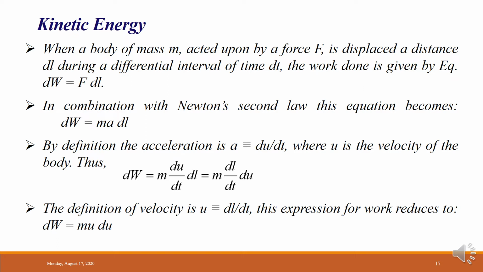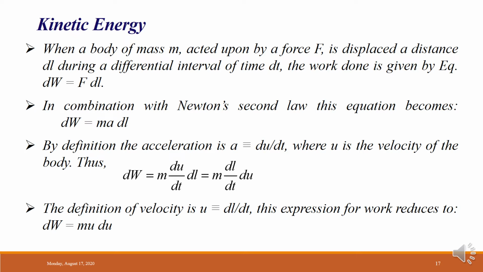So in combination with Newton's second law, you can have F is equal to ma. So you can put dW is equal to ma into this dl. By definition of acceleration, acceleration is change in velocity with respect to time, so du by dt, where u is velocity and t is the time. If you add this acceleration du by dt here, then you can rearrange this: m into dl by dt into du, and dl by dt is nothing but again a velocity, right?